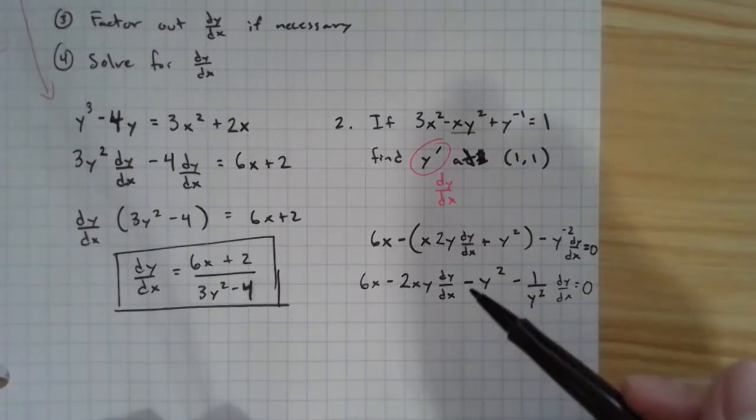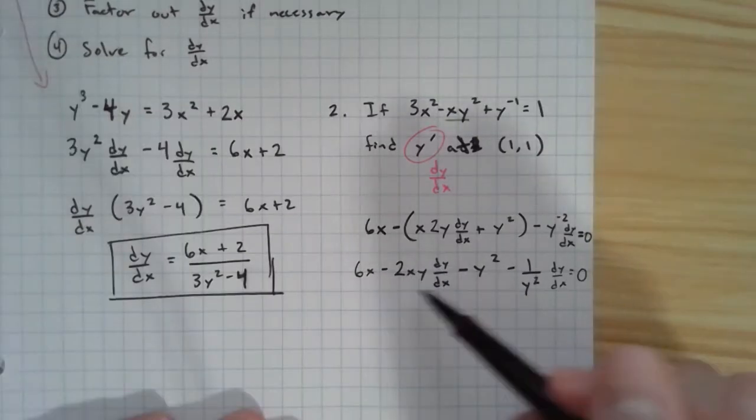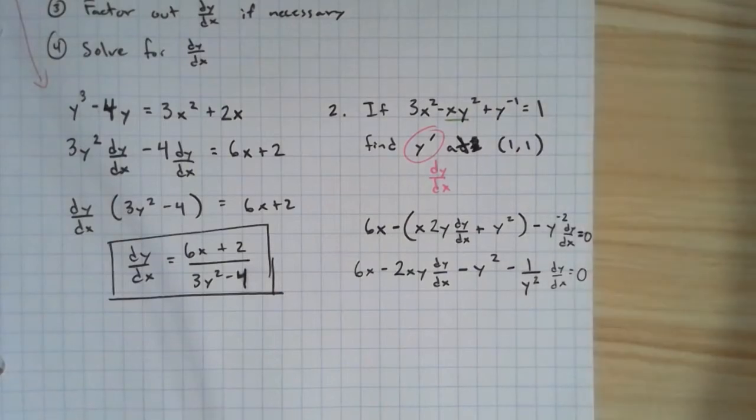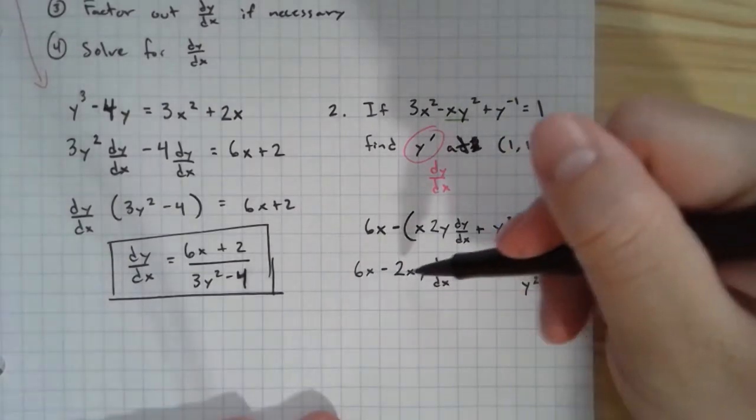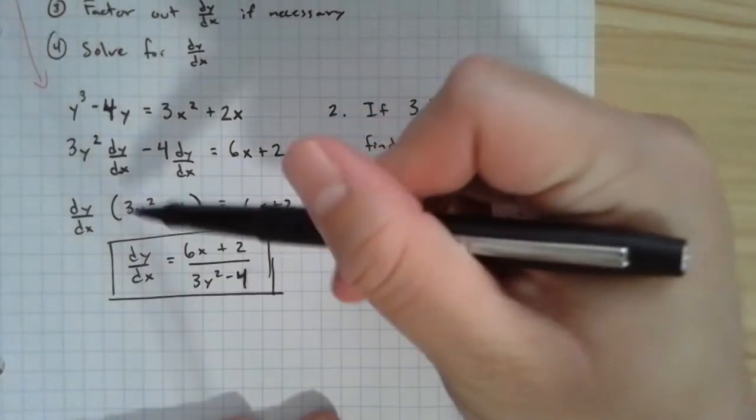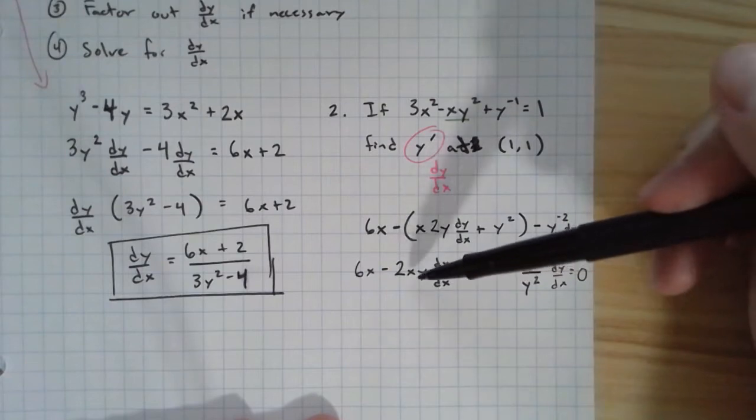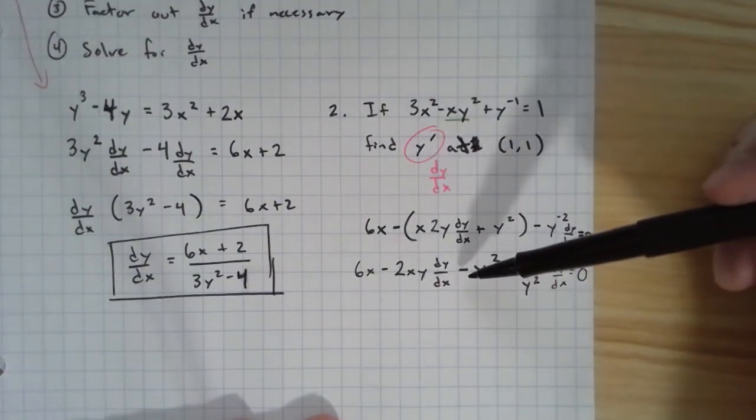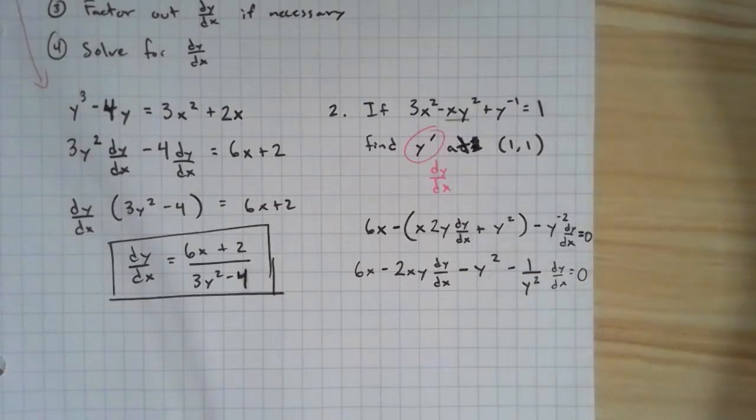I got two terms with dy dx. So I want those together on one side of the equation, because these two right here, I'm going to be able to factor out dy dx like I did in the previous problem. So I want these two terms together, which means I need to get rid of these two terms, the 6x and the negative y squared. So I'm going to send those over to the right side.